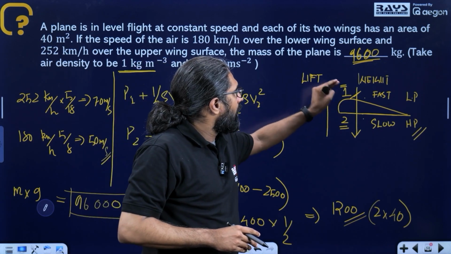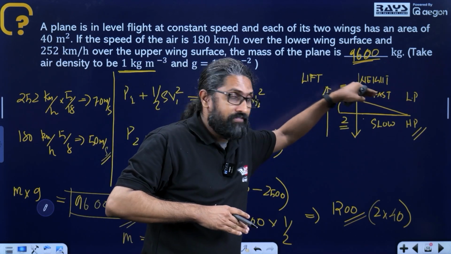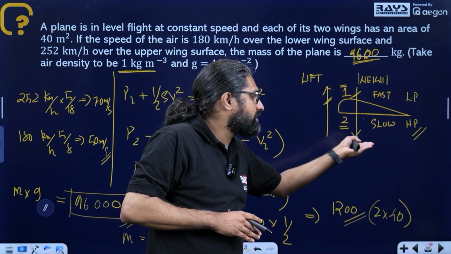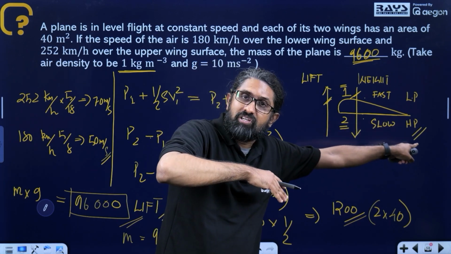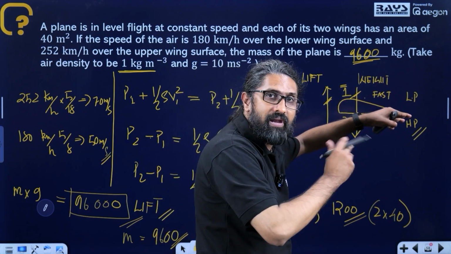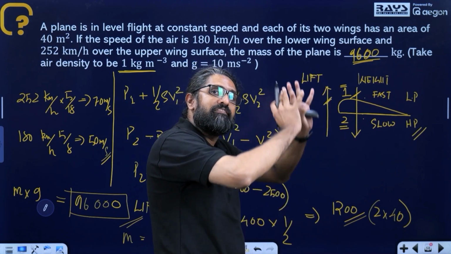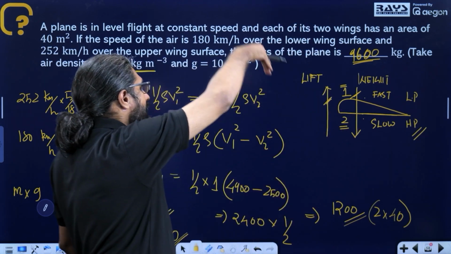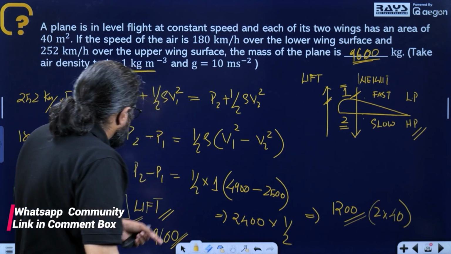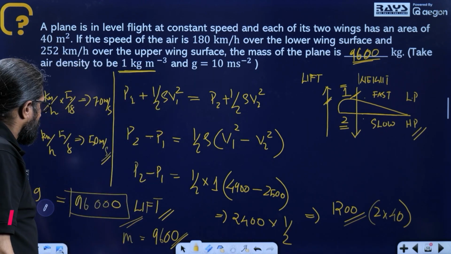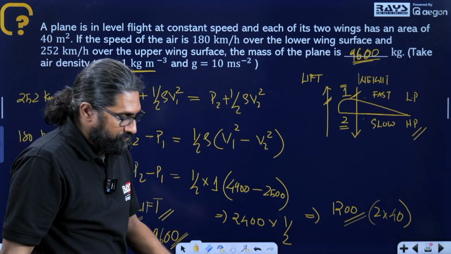On the upper side of the wing there will be faster wind flow, which means low pressure, and on the lower side there will be slower wind flow, and that will be a high pressure region. Our pressure difference multiplied with area will give you the force, the net force acting upwards. Balancing that net force acting upwards with the weight, you can solve this problem. That is exactly how we do this. So I hope that the method is very clear.